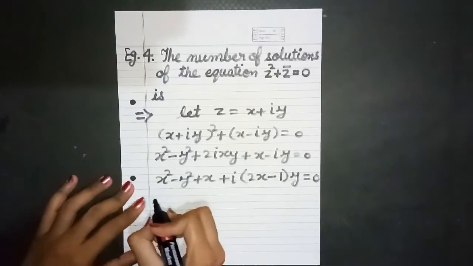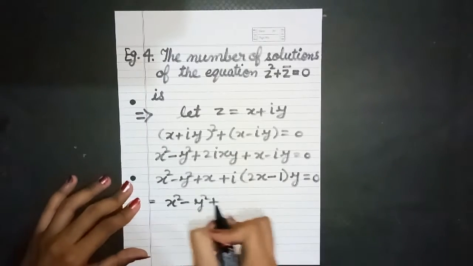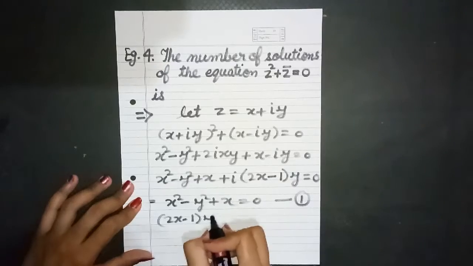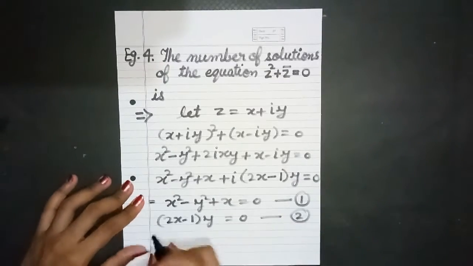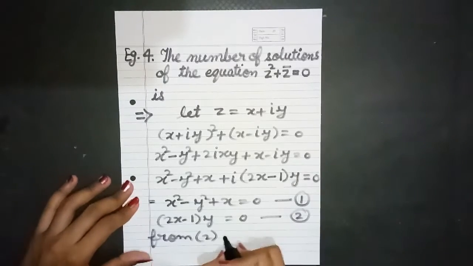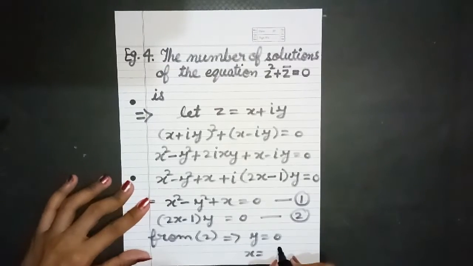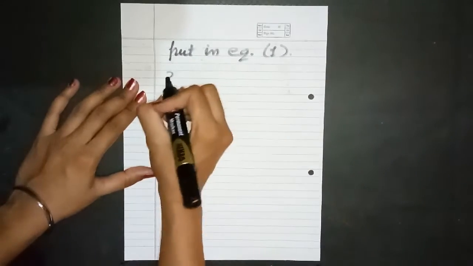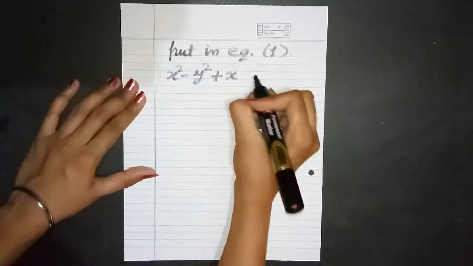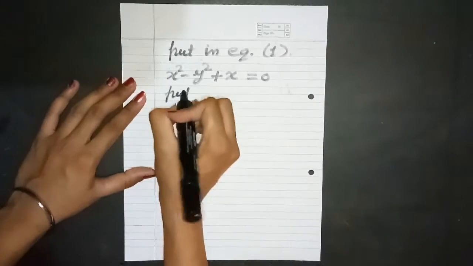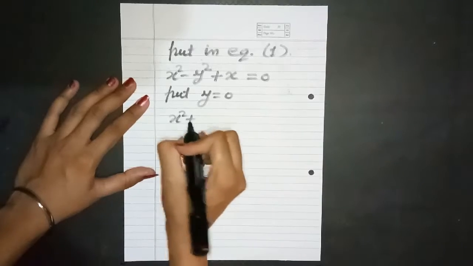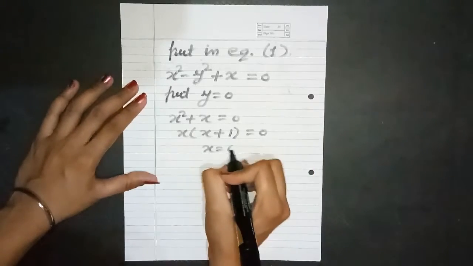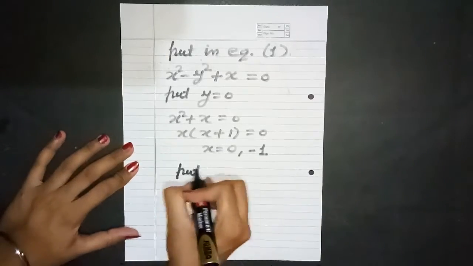From this we will get two equations. First is x square minus y square plus x is equal to 0, and second equation is (2x minus 1) into y is equal to 0. Now from equation 2, y is equal to 0 and x is equal to 1 by 2. Put these values in equation 1, right? So first x square minus y square plus x is equal to 0. Put y is equal to 0. We will get x square plus x is equal to 0, which gives x into (x plus 1) is equal to 0. This gives us x is equal to 0 and minus 1.